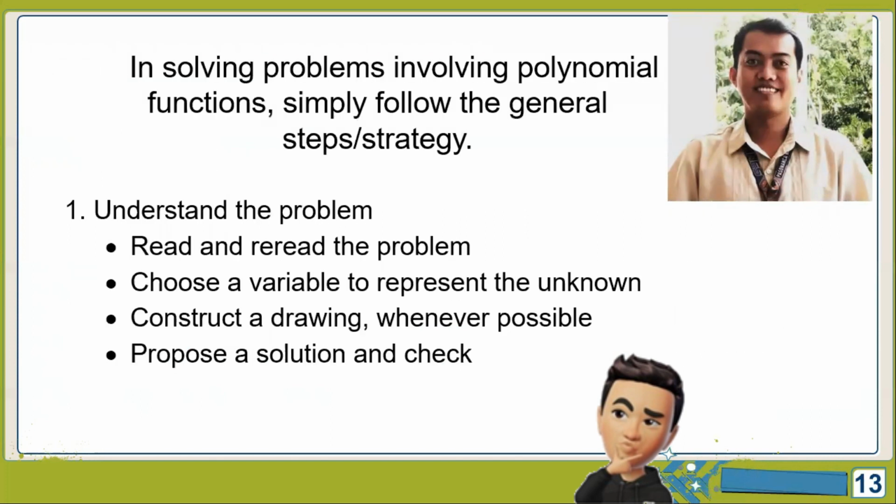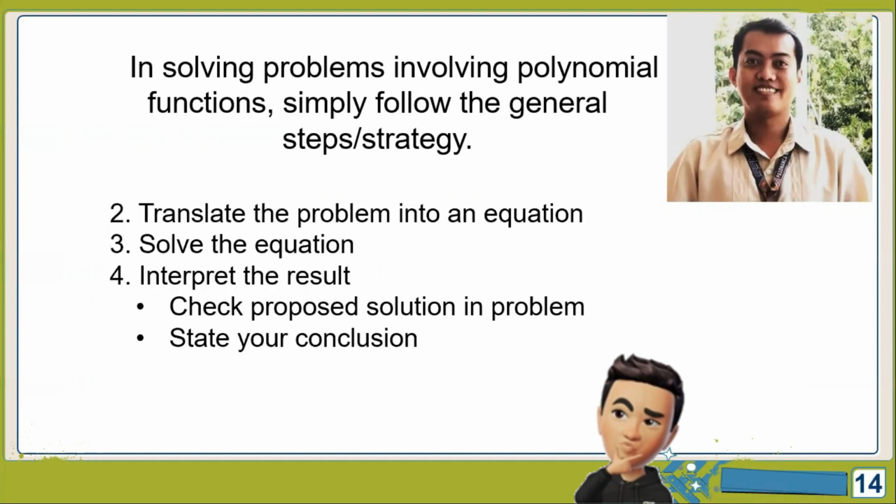In solving problems involving polynomial functions, simply follow the general steps or strategy. First, understand the problem. For us to understand the problem, we should read and relate the problem. Choose the variable to represent the unknown, construct a drawing whenever possible, propose a solution and check. Second, translate the problem into an equation. Third, solve the equation. And fourth, interpret the result. Check the proposed solution in the problem and state your conclusion.